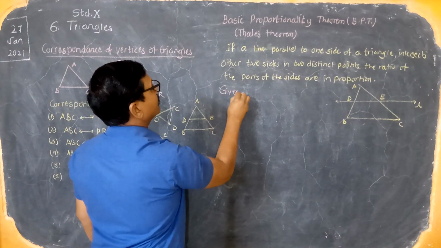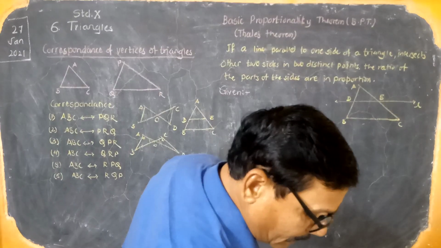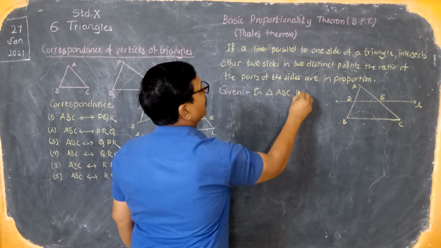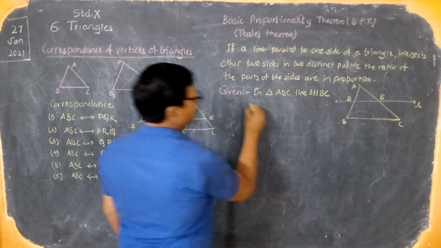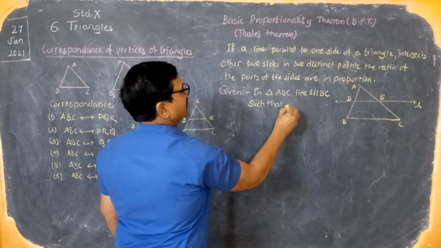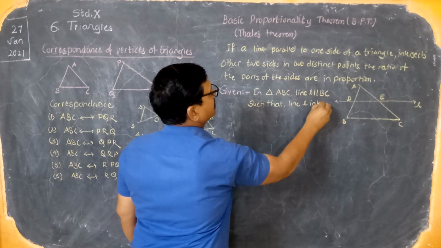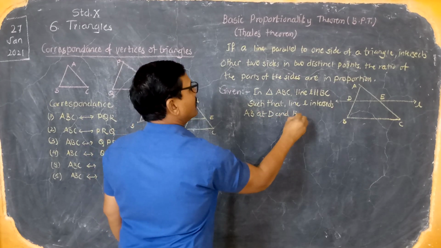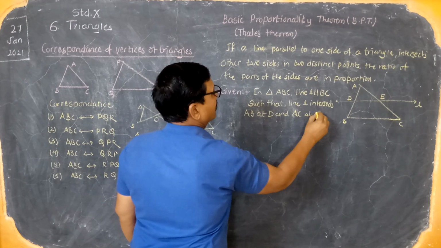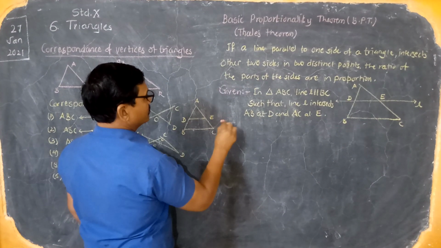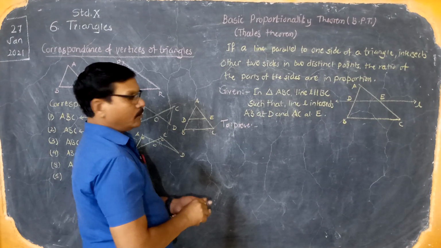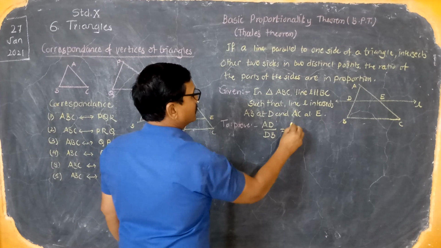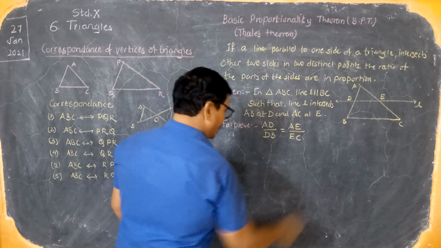Given: in triangle ABC, line L parallel to BC such that line L intersects AB at D and AC at E. To prove: AD upon DB is equal to AE upon EC.